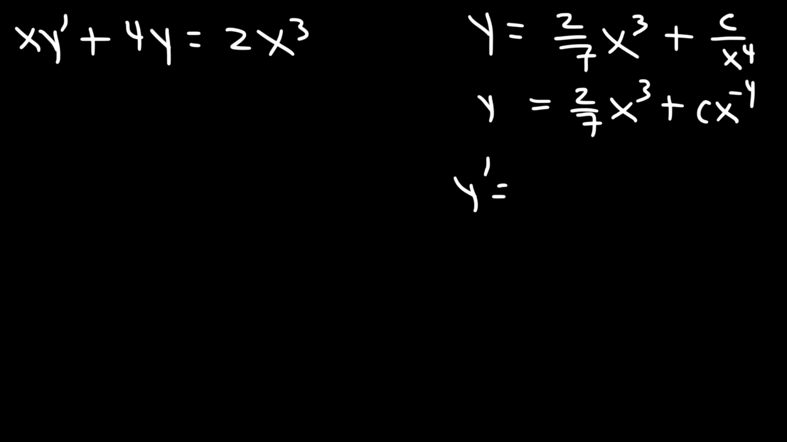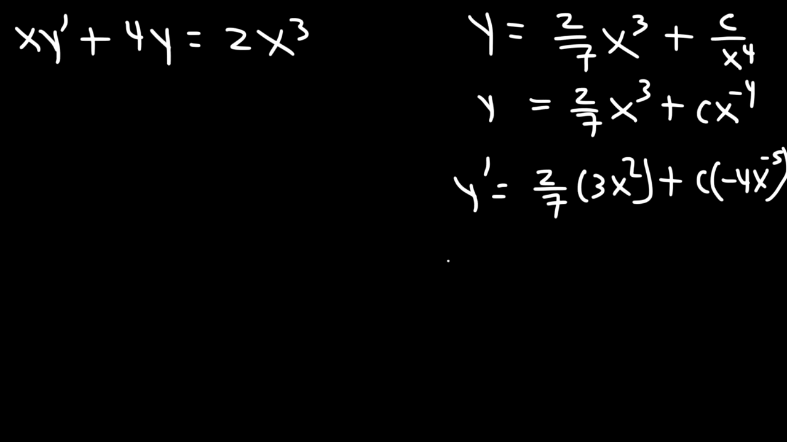So the first derivative of that function is going to be 2 over 7 times 3x squared plus c, using the power rule, negative 4x to the negative 5. Negative 4 minus 1 is negative 5. And so you can rewrite that as 6x squared over 7 minus 4c divided by x to the 5th power.